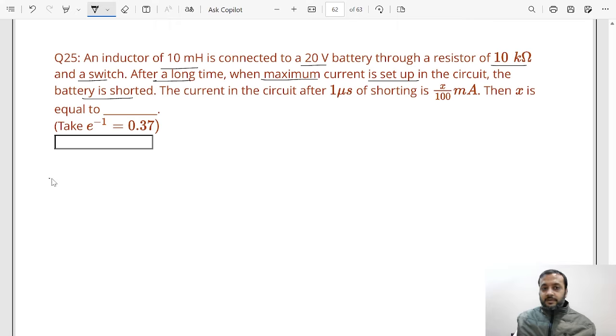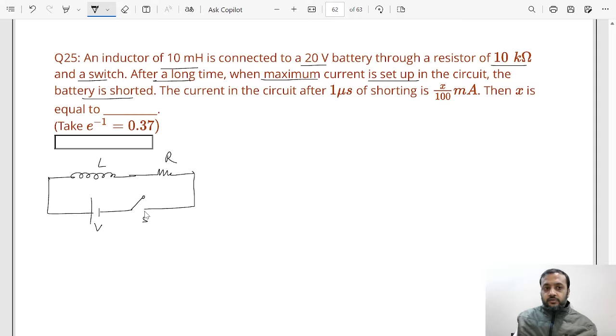So look, what is happening is that we have an inductor L and resistance R, and this has been connected through a battery of, let us say, value V, and this is a switch. Now we close the switch and allow the current to build up. When the current is built up, after a long time, the current in this circuit will become V by R. That's the steady state current.